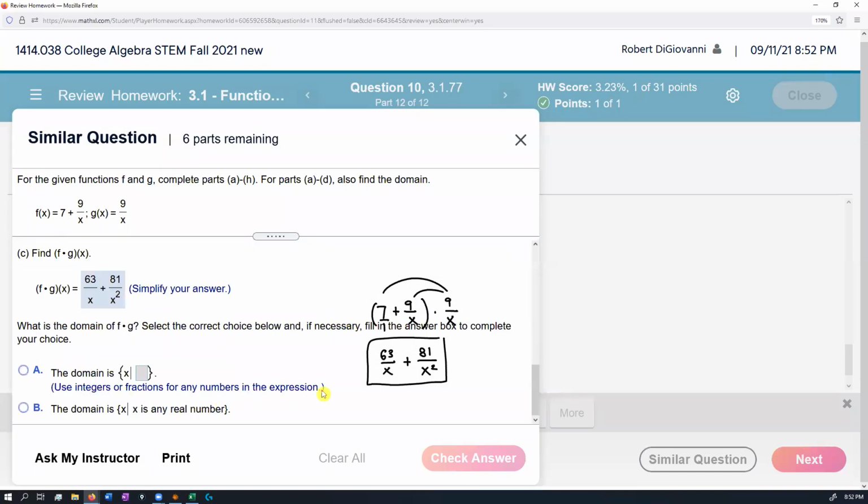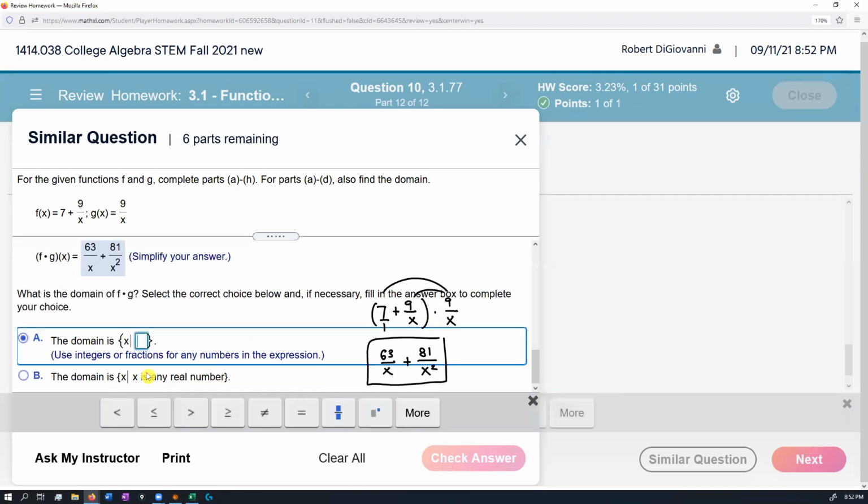Now for the domain, we look at this, and even before the simplification, again, we cannot plug 0 into this. So x can't be 0.